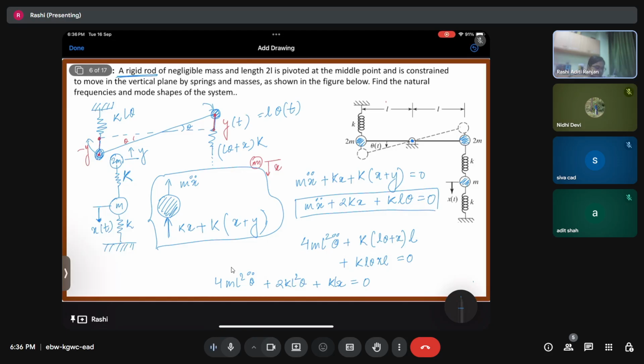Okay, I hope this is clear. 4ml²θ̈ + 2kL² + kL, x is equal to 0. So this is the second equation of motion.